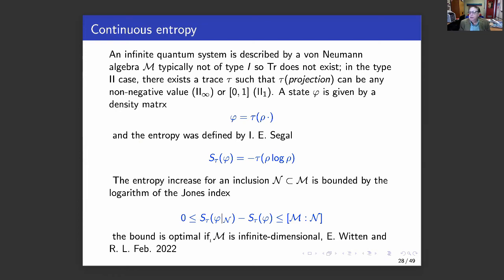But when we go to infinite systems, there is no trace. And then we have two situations. One is there exists a trace, maybe infinite, but it takes continuous values on projections. This is called the type 2 case. This was considered by Segal long ago in the 40s, but never truly considered after that. And in my work with Edward Witten, that was posted just yesterday, we reconsidered this and showed that this entropy makes a bound of the entropy increase from a subsystem to a system by the, oh, there is an error, I should correct this slide, by the logarithm of the Jones index.